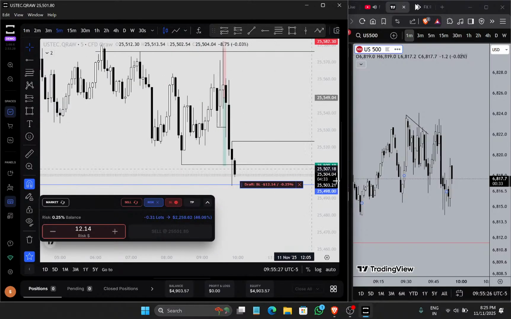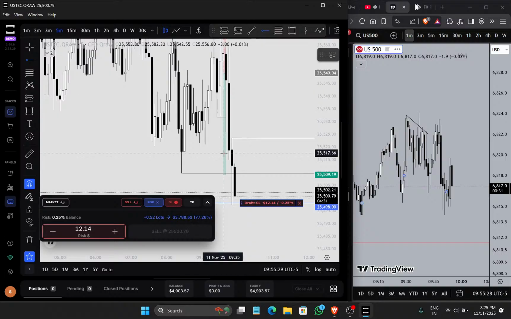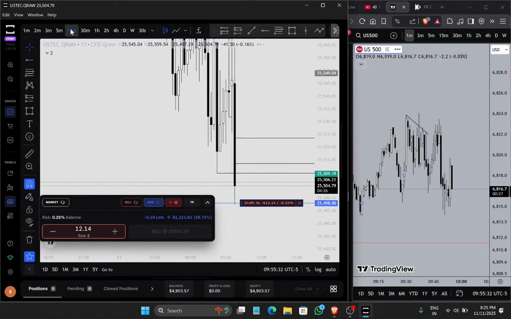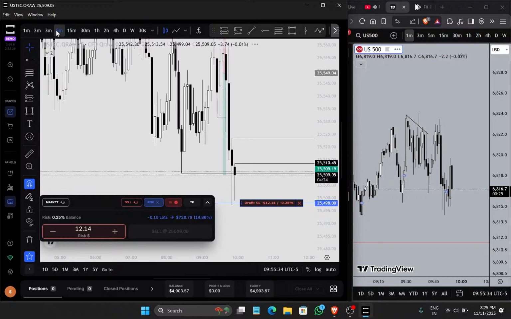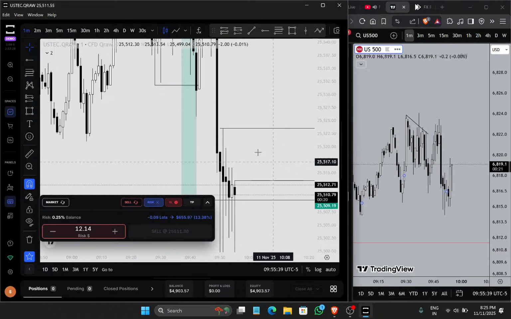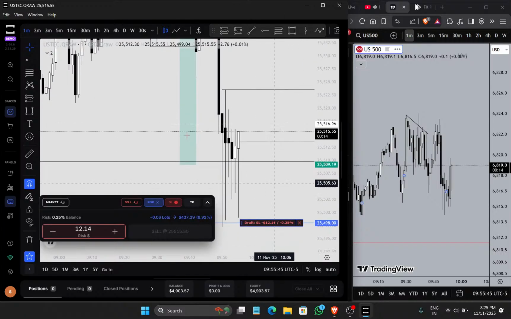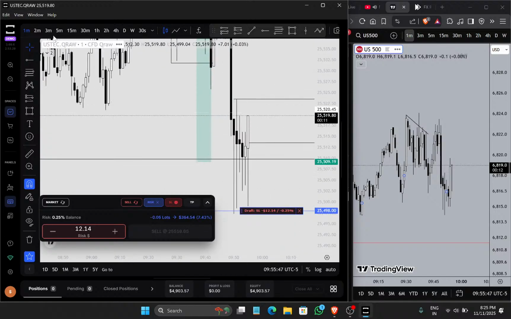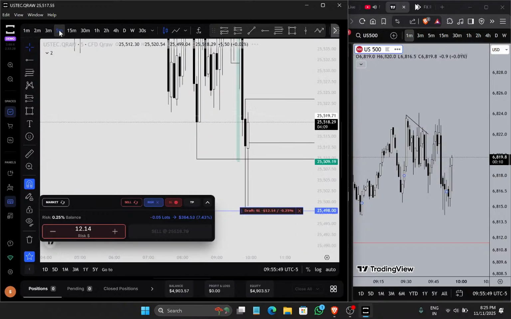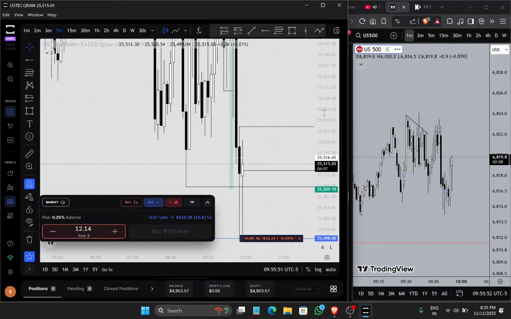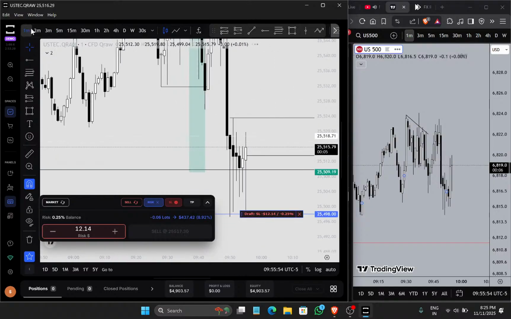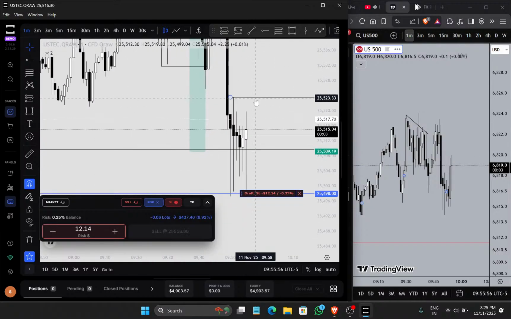This one already closed. We have another level here. See if we can trade into that level. We may get a trade. No, we can't get a trade because we don't have an inversion.